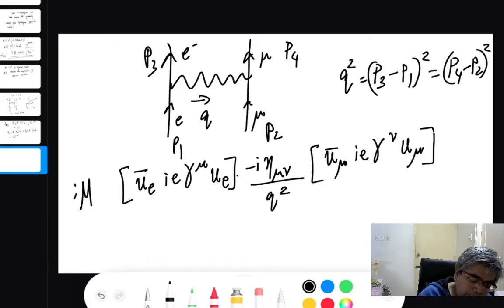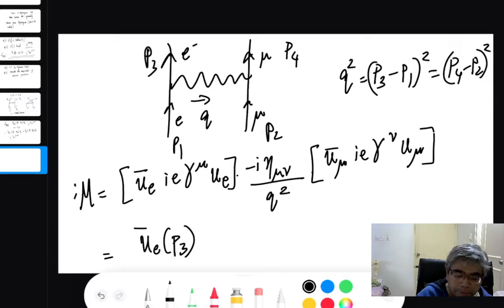So this is your IM. Okay, so now you can easily write it down. You can express it in terms of the momentum states. So u bar of E of P3. So I's will come, 3 I's, and then with the minus sign. So that would be what?